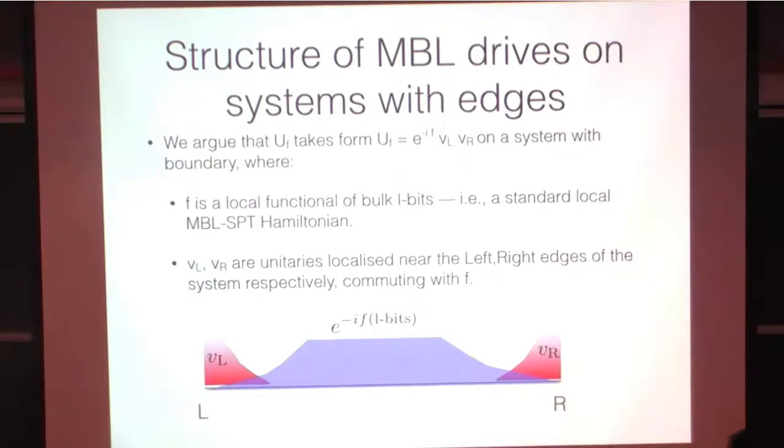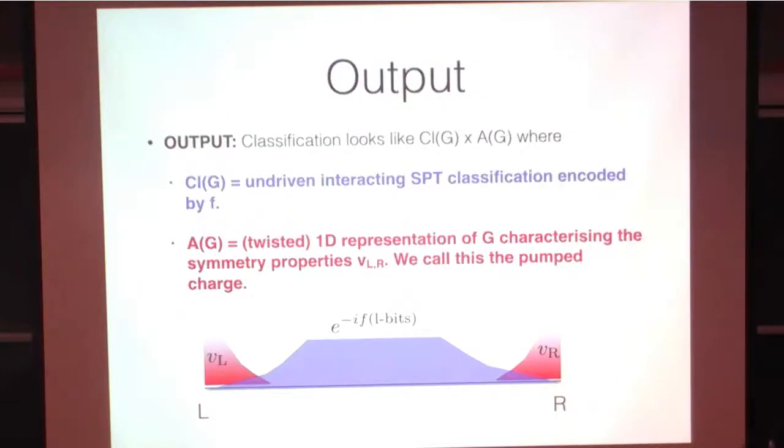And correspondingly, the classification of these SPTs has two parts. The first part of the classification asks what kind of SPT order is encoded in this bulk Hamiltonian. And the second part asks what the symmetry properties of these V_L and V_R operators are. And it turns out that this is the data that is robust to symmetric changes to the Hamiltonian. And so our classification has this product structure as a result of that.